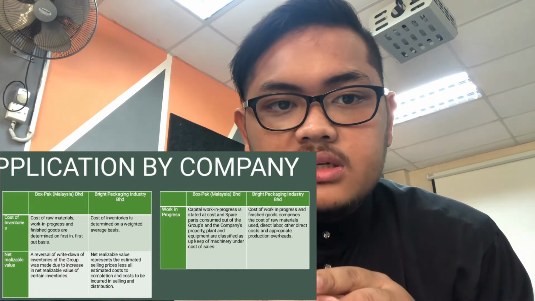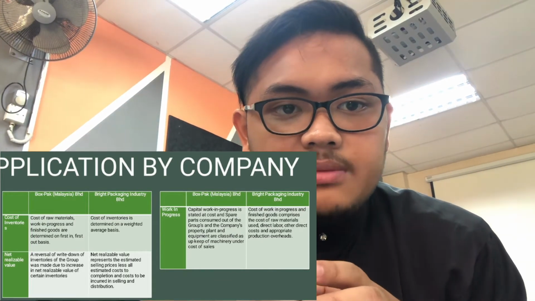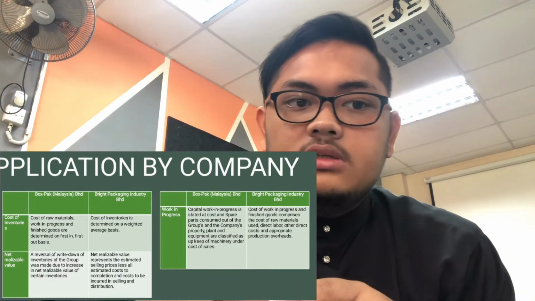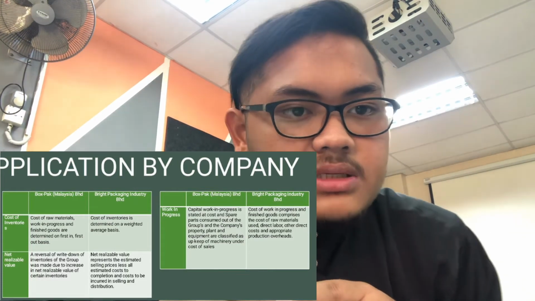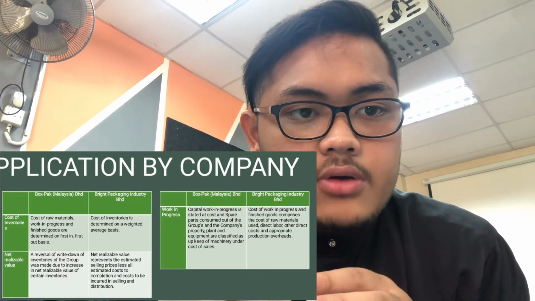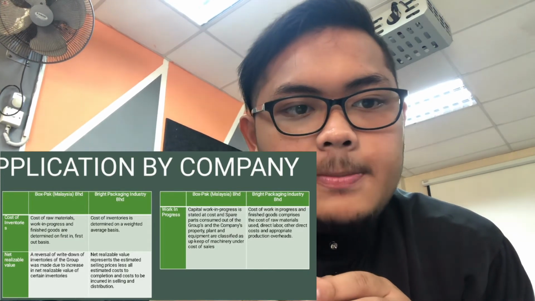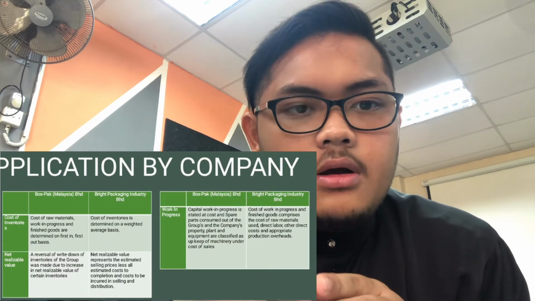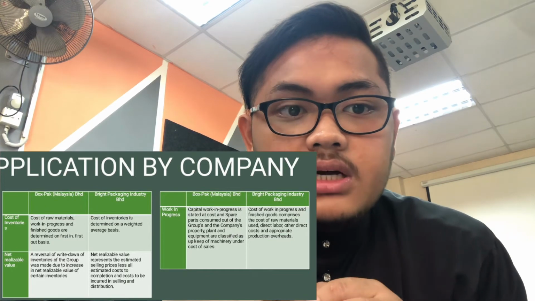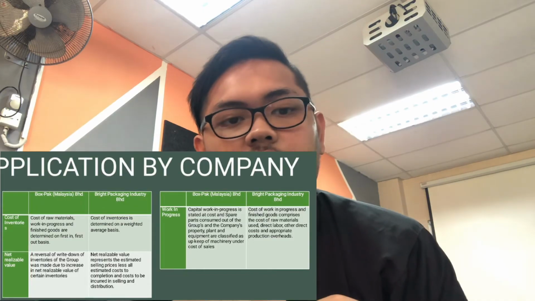While for Bright Packaging Industry, net realizable value represents the estimated selling price less all estimated costs of completion and costs to be incurred in selling and distribution. And the work in progress used by Boxpark Malaysia: capital work in progress is stated at cost, and spare parts consumed out of the group's and the company's property, plant and equipment are classified as upkeep of machinery and the cost of sale. While for Bright Packaging, cost of work in progress and finished goods comprise the cost of raw material used, direct labor, other direct costs and appropriate production overhead.